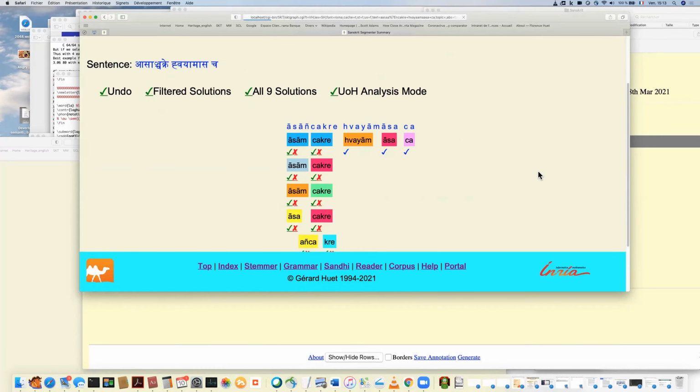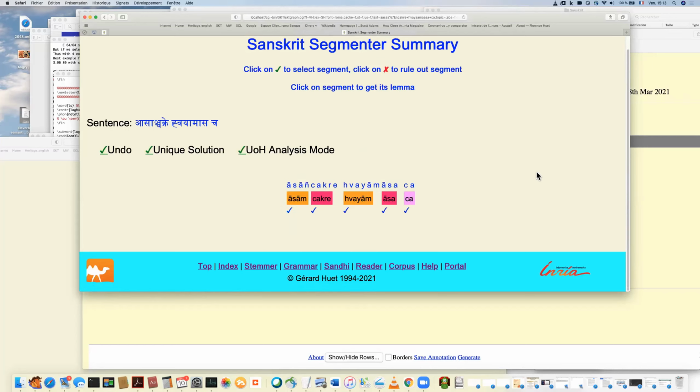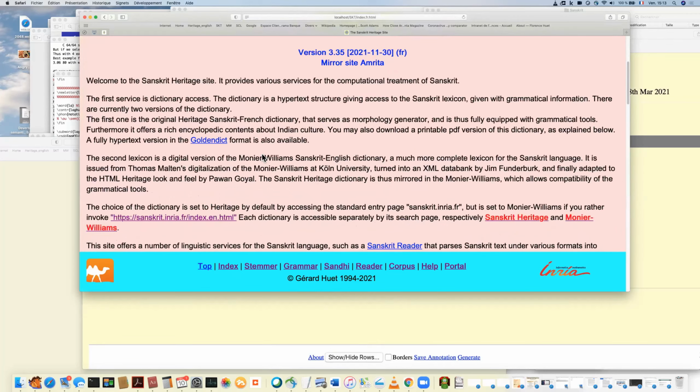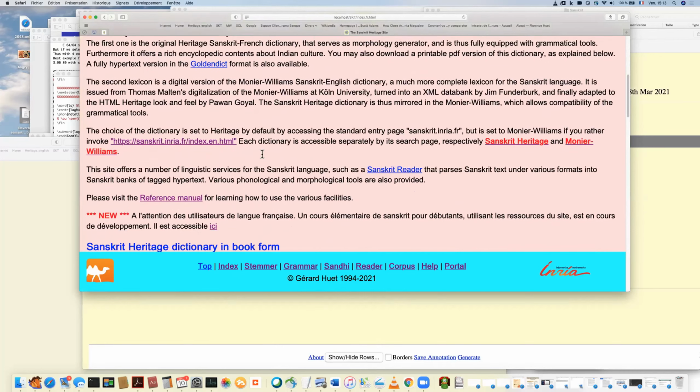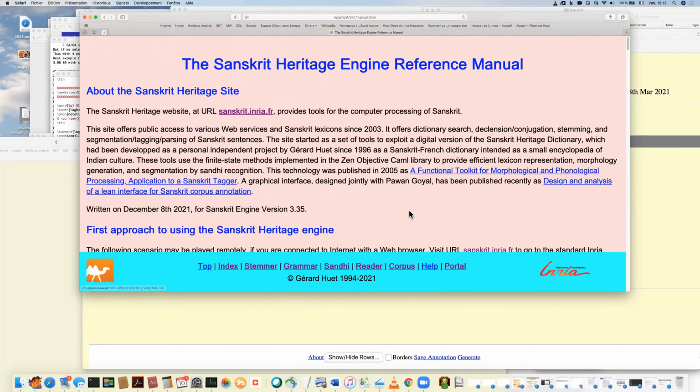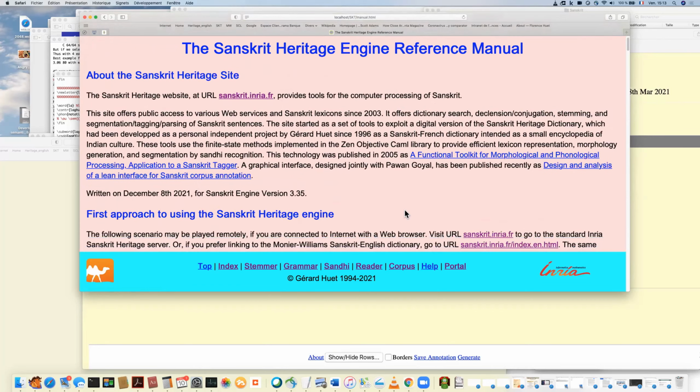Okay, sir, thank you. And what about the lexical categories, sir? Where will I find that? Let me see. At the last course, I said maybe now is the time that you read about the manual. So where is the manual? On the top page of the site, it says, please visit the reference manual for learning how to use the various facilities. So here you have a lot of information.